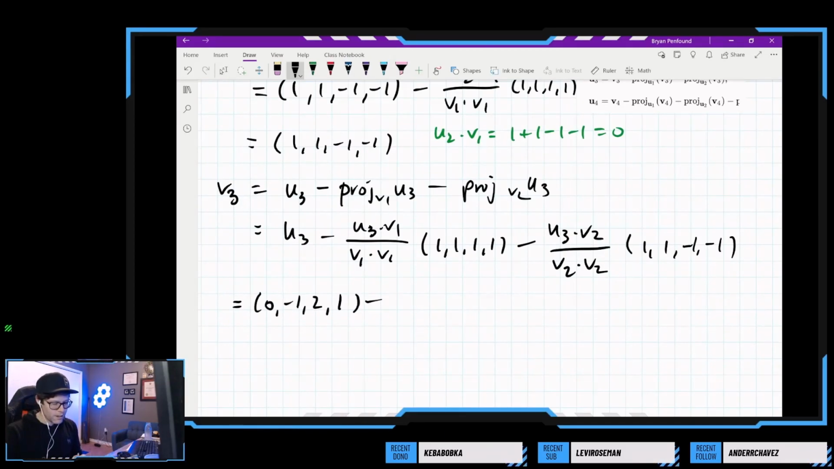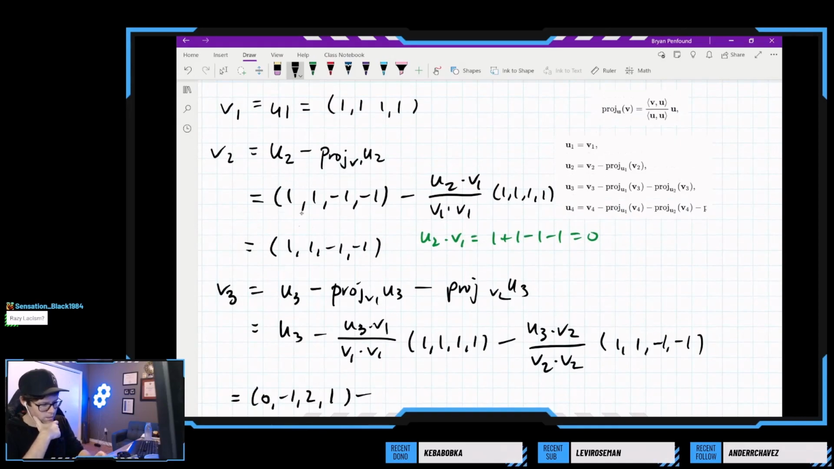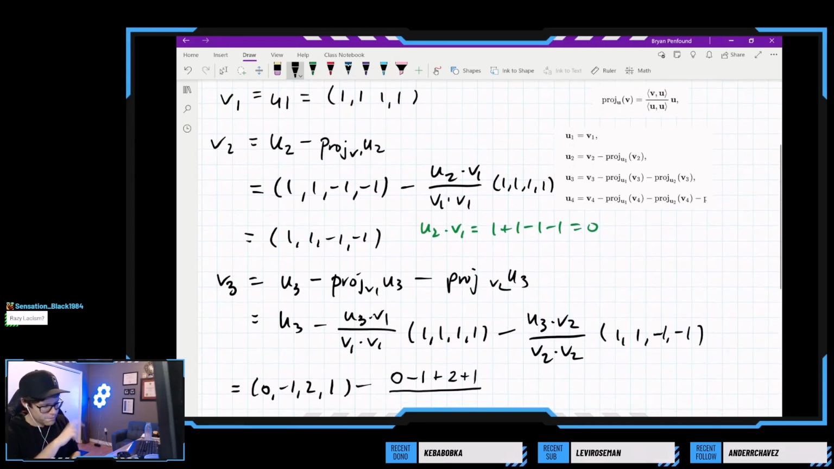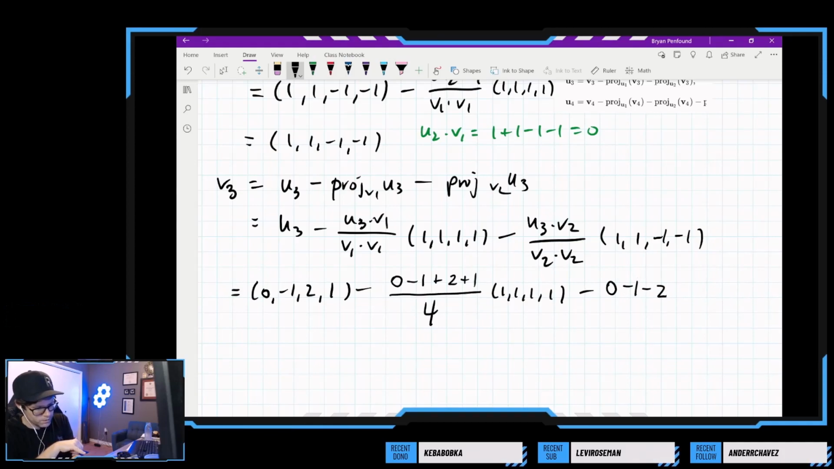The dot product of U3 and V1. So U3 we just wrote down, so we need 0 minus 1 plus 2 plus 1. And V1 with itself we know is 1 plus 1 plus 1 plus 1, so we get 4. U3 with V2 is 0, minus 1, minus 2, minus 1. And that's over V2 dot product itself, which again is still 4. So 1, 1, negative 1, negative 1.